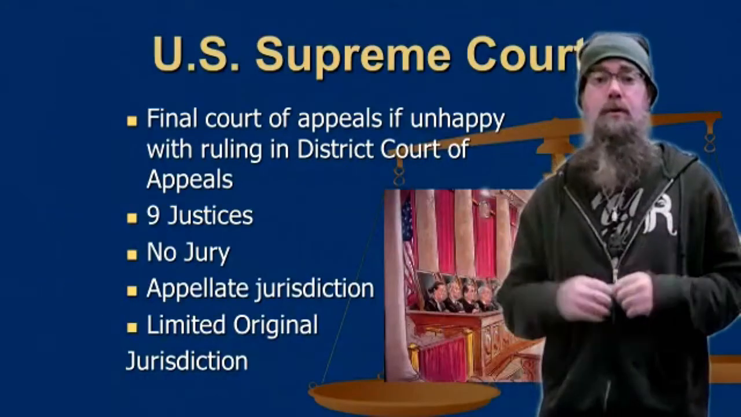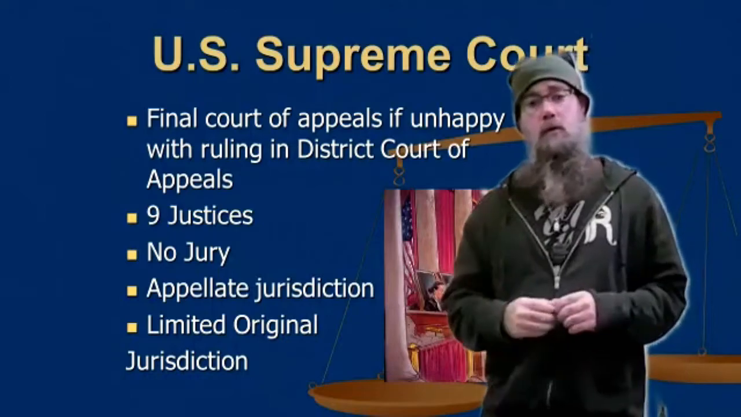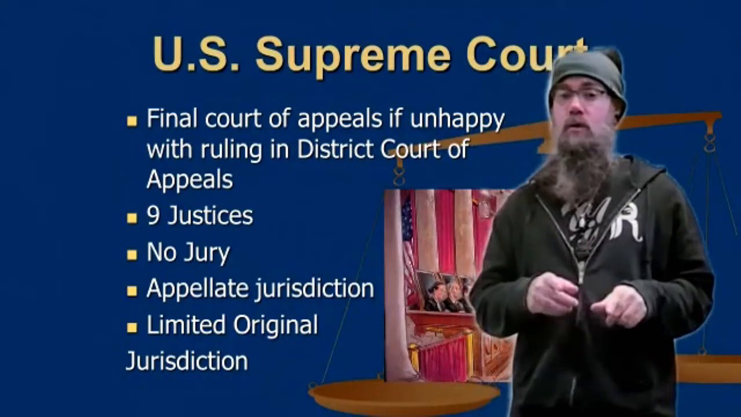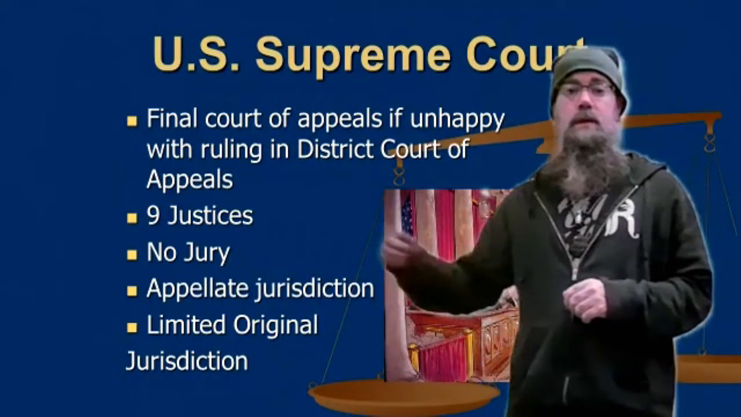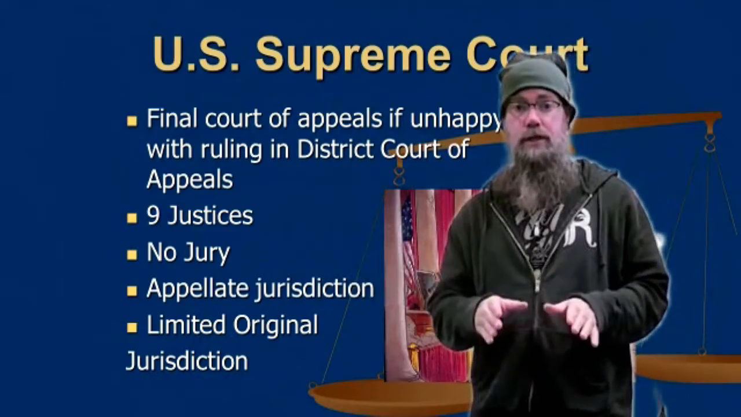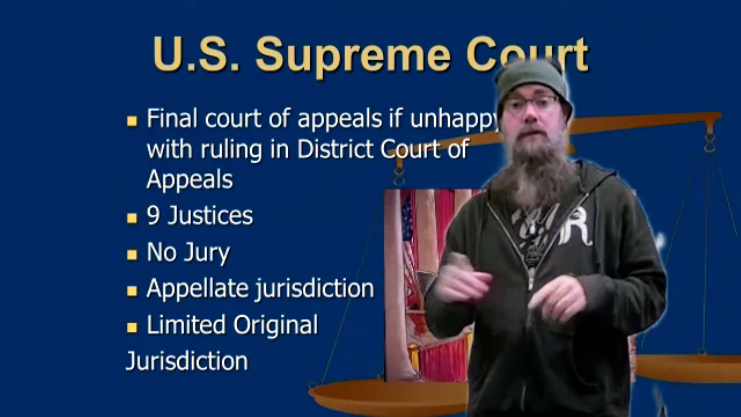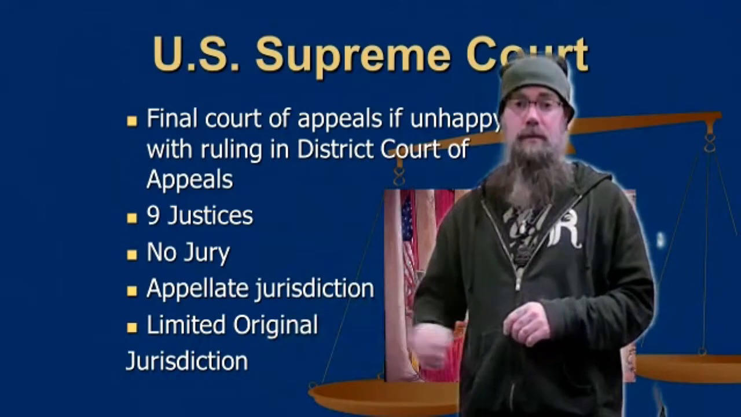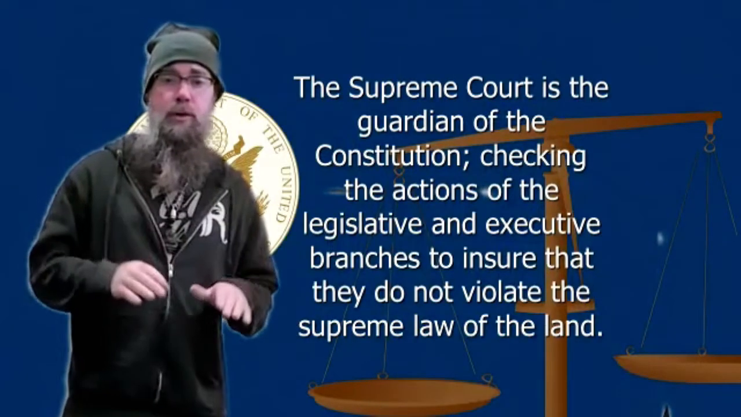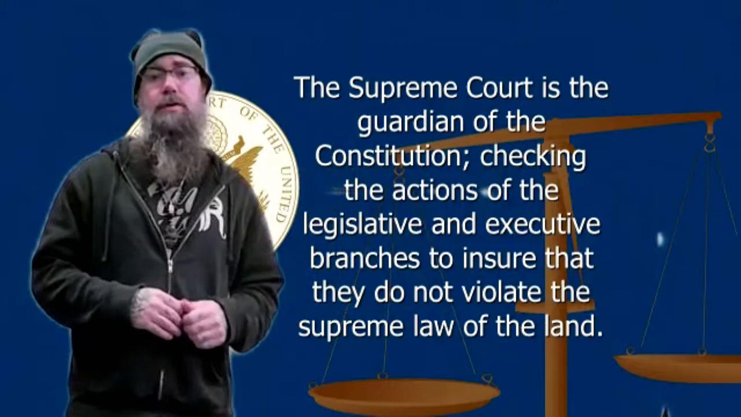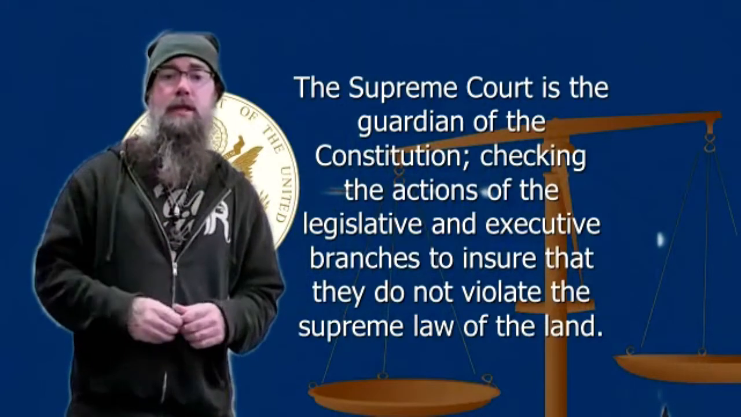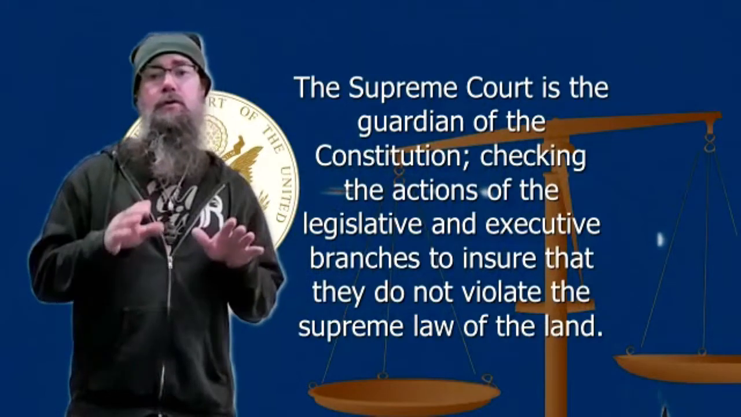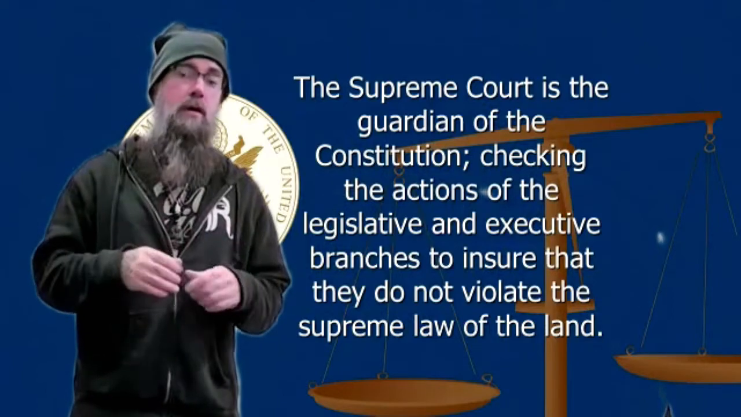So if we go all the way up to the U.S. Supreme Court, this is the final court of appeals if they're unhappy with the ruling from the District Court of Appeals. This time we have 9 justices or judges. There is no jury. It covers the appellate jurisdiction and limited original jurisdiction. So the Supreme Court is called the guardian of the Constitution, checking the actions of both the legislative and executive branches to ensure that they do not violate the supreme law of the land.